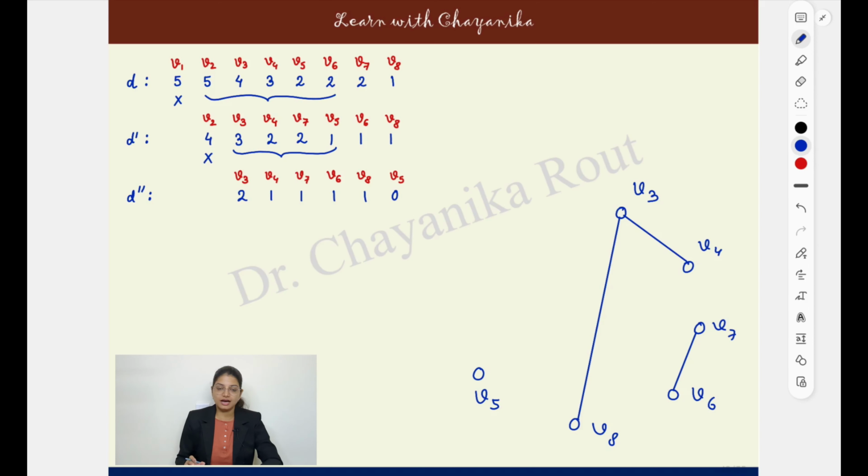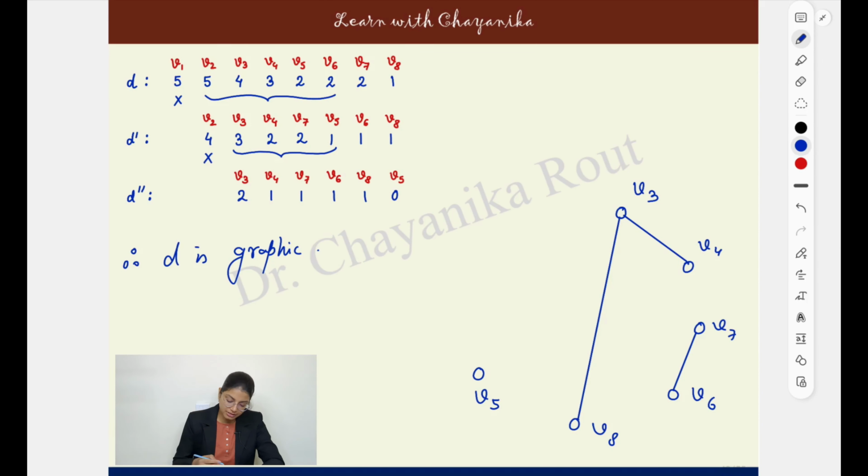So this is the graph corresponding to the degree sequence D double dash, which I can clearly see is a simple graph. So D double dash is graphic sequence, which means D dash is graphic, and which means D is graphic by Havel-Hakimi theorem. That is the first part of the solution. Now we draw the graph.